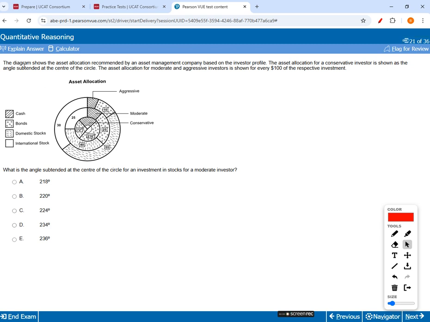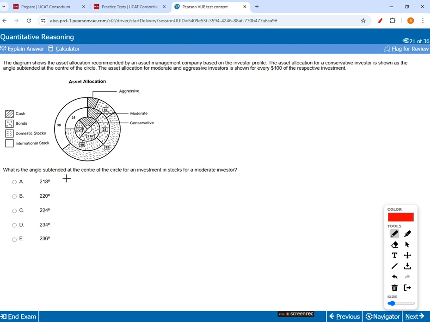The diagram shows the asset allocation recommended by an asset management company based on investor type. Anybody pursuing finance? Oh no, we're all here for medicine, so not finance. Asset allocation for conservative investors is shown, then moderate and aggressive. The total is $100, which means out of 100, so plain percentages. Now I'm thinking aloud. Because it's 100, that could be percentages also.